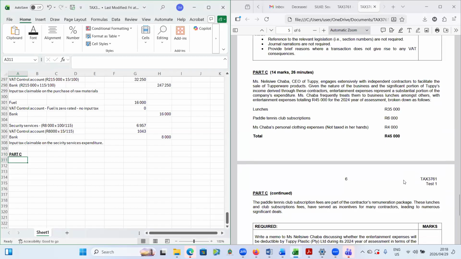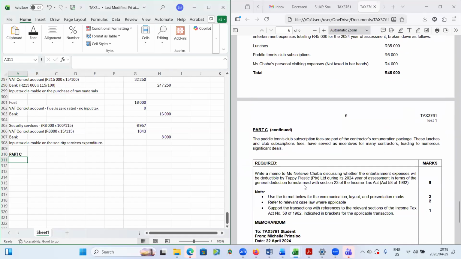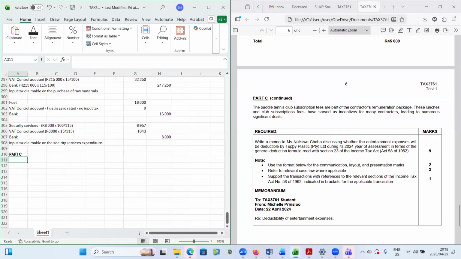Even when you do CTA, when you do a postgrad, when you feel like you are only going to be tested on that, then they bring income tax implications and say you did it when you were doing the third year. Here it says write a memo to Nelisi Wechaba discussing whether the entertainment expenses will be deductible by TAPI Plastic. So a memo is used for internal communication.